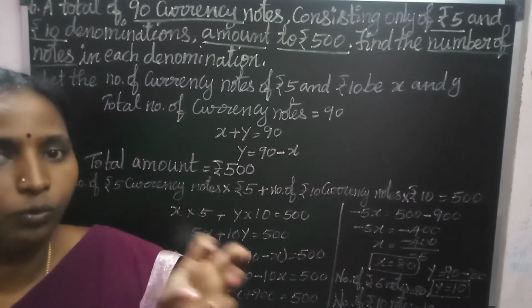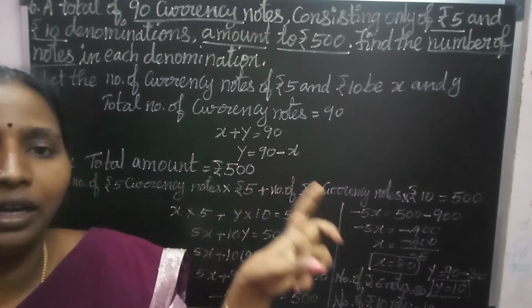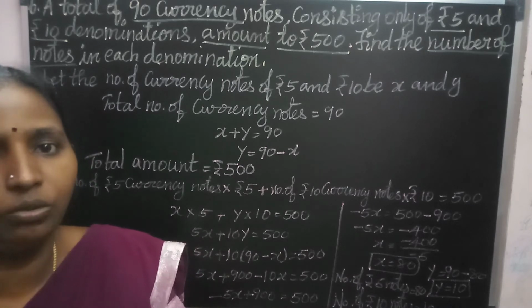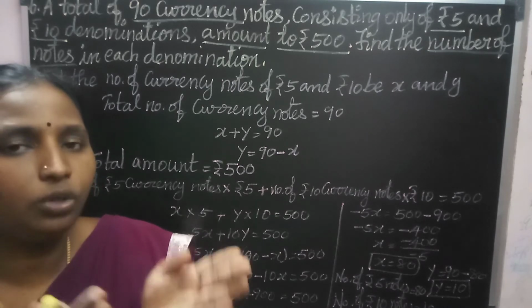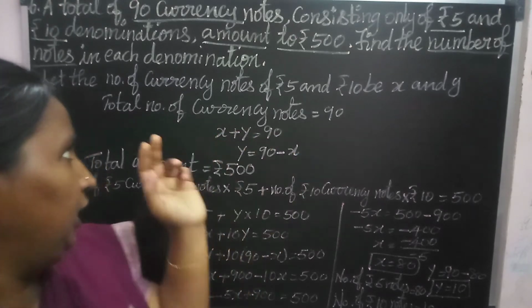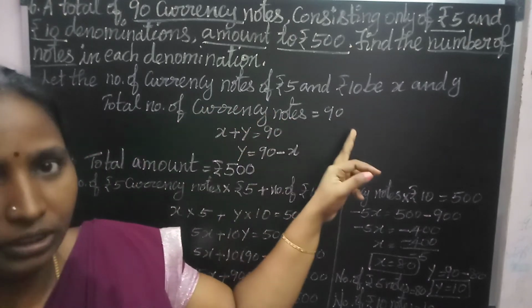So I have rupees 5 currency notes X and I have rupees 10 currency notes Y. So total number of currency notes, now we are going to add both. If you add, you will get X plus Y equal to 90. So total number of currency notes equal to 90.